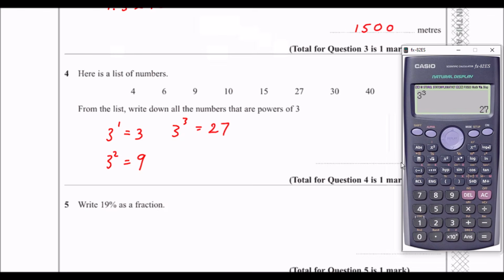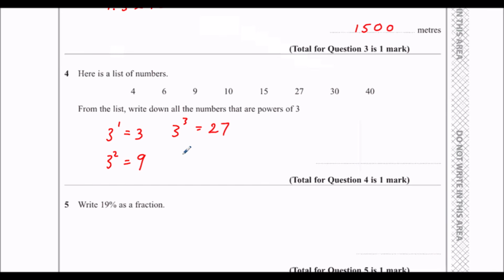We can also check 3 to the power of 4 to see if that's on the list, and that's 81. That's too big. It's bigger than all the numbers on the list. So which numbers here have we got? We've got a 9 and a 27. So we need to write down 9 and 27.